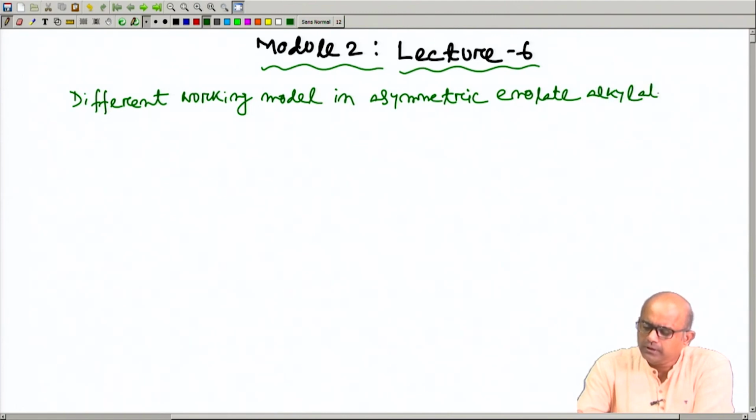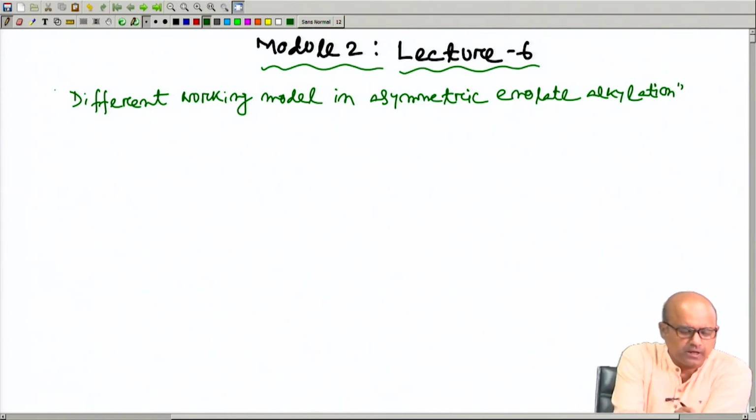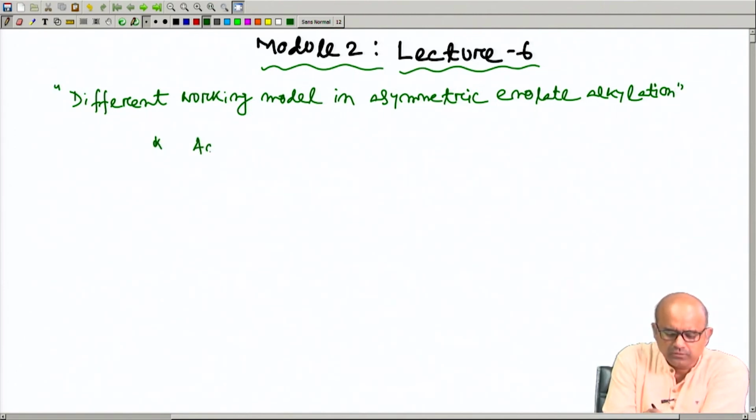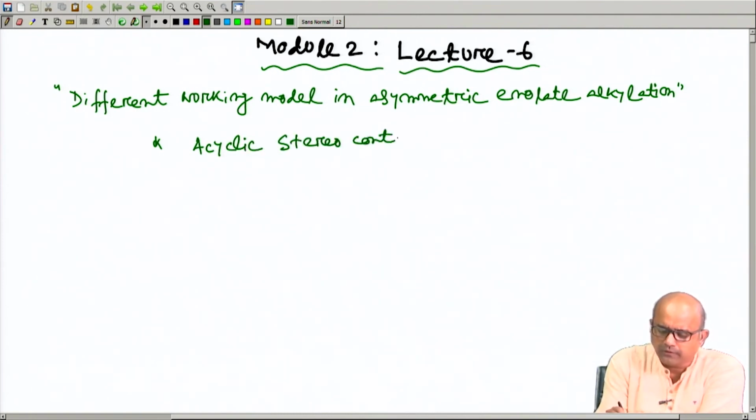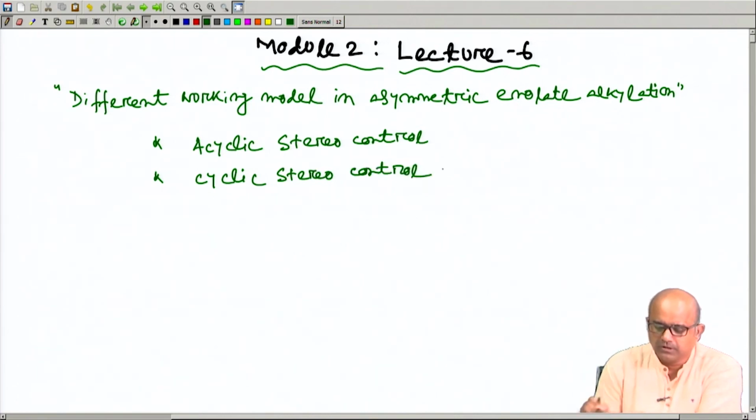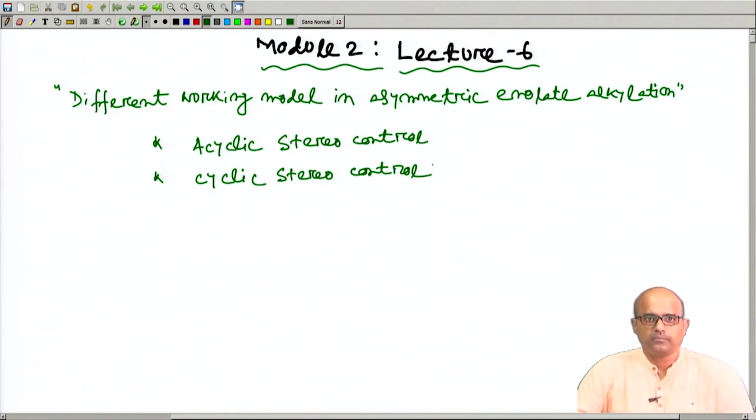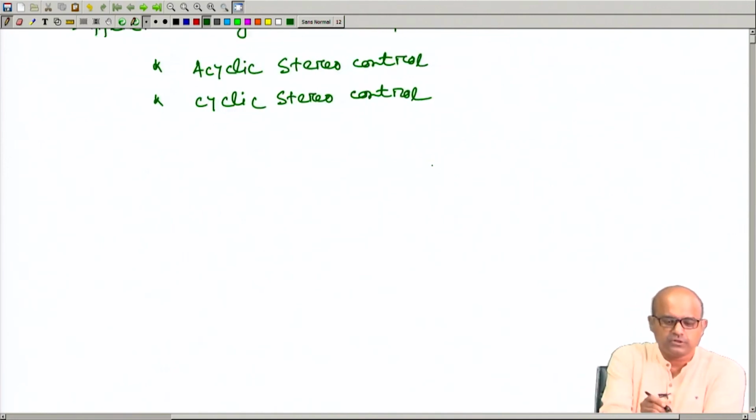controlling the newly generated stereocenter in an enolate alkylation. There are actually two working models. The first one we call acyclic stereocontrol, and mostly today we will be talking about acyclic stereocontrol. Subsequently we have another model, which is called cyclic stereocontrol. Now, how does it work? We will first start with the acyclic stereocontrol.